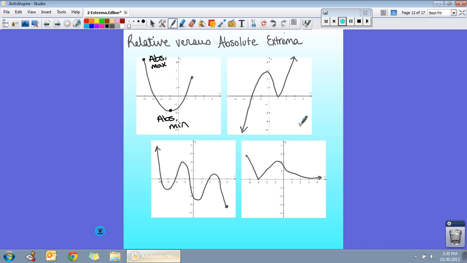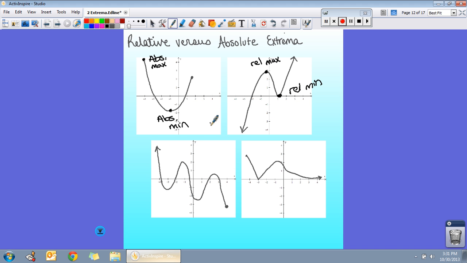minimum. Okay. This graph, we have a relative maximum here, but we can't call it an absolute maximum because this graph goes up forever. So the highest y value would be infinity. But that's not an absolute number, so we can't call it an absolute max. Similarly, we have a relative minimum at this point, but we don't have an absolute minimum because the curve is going down to infinity forever.